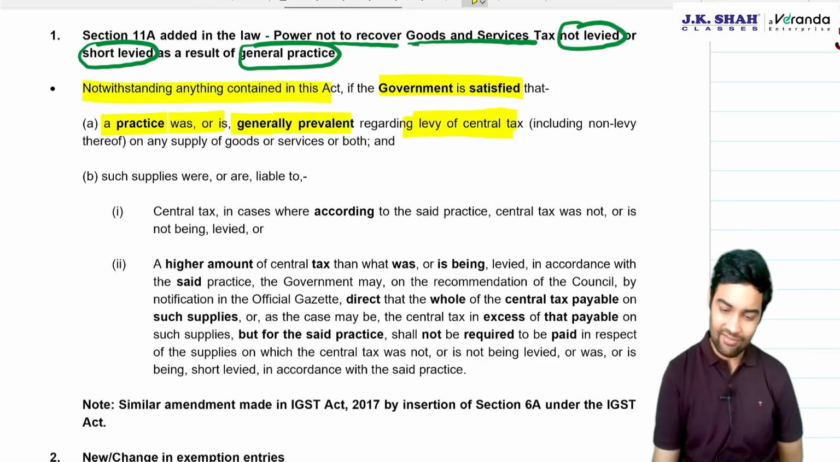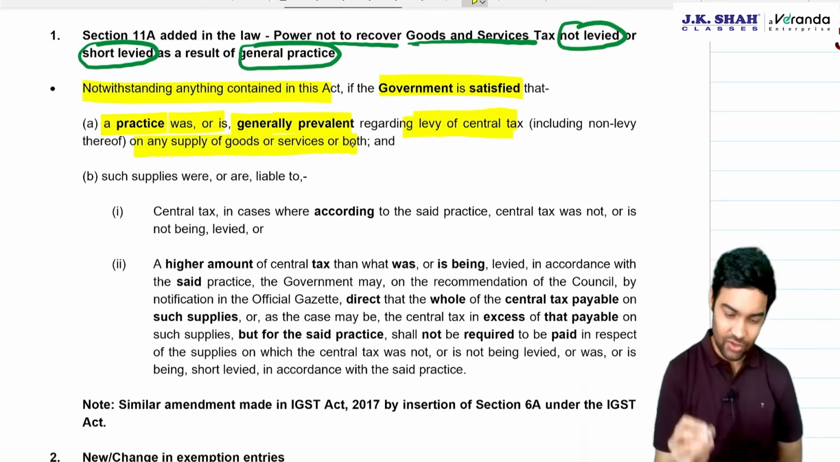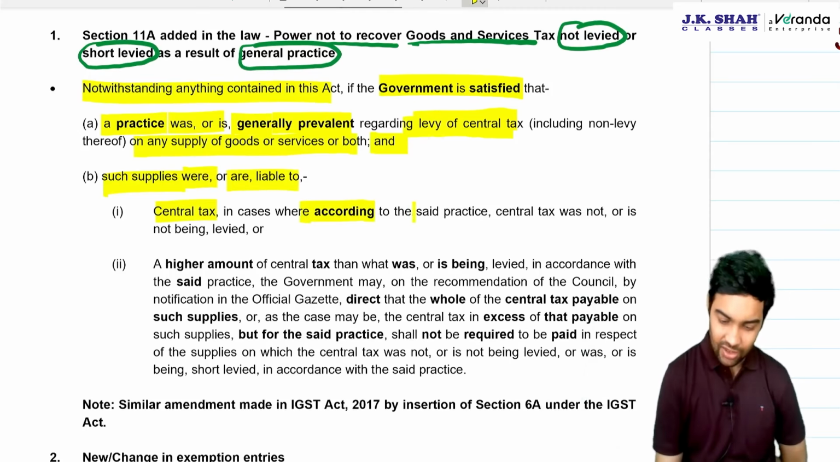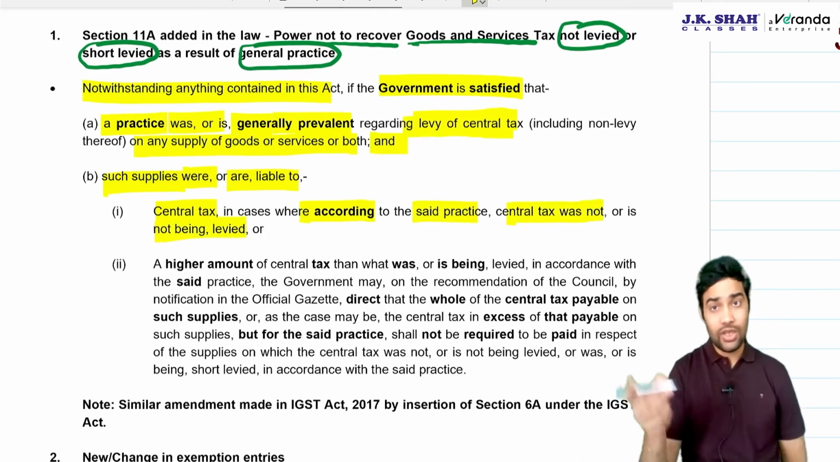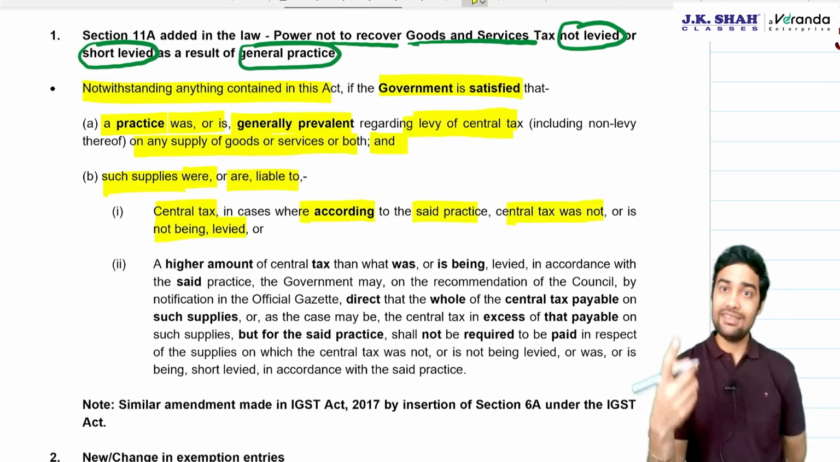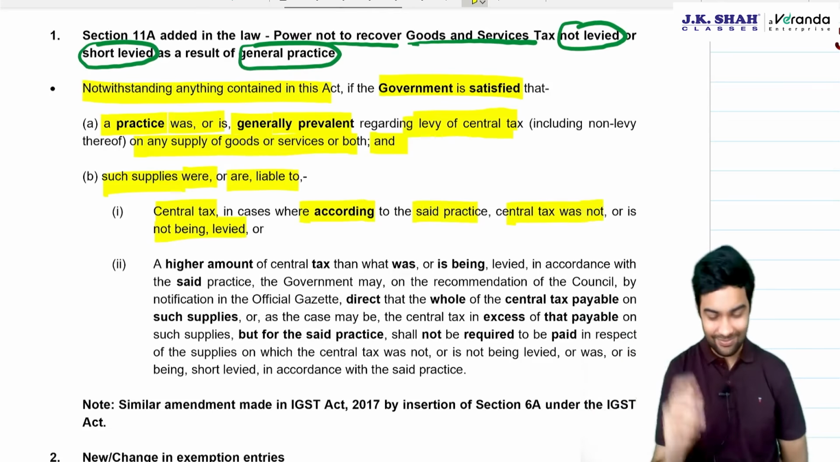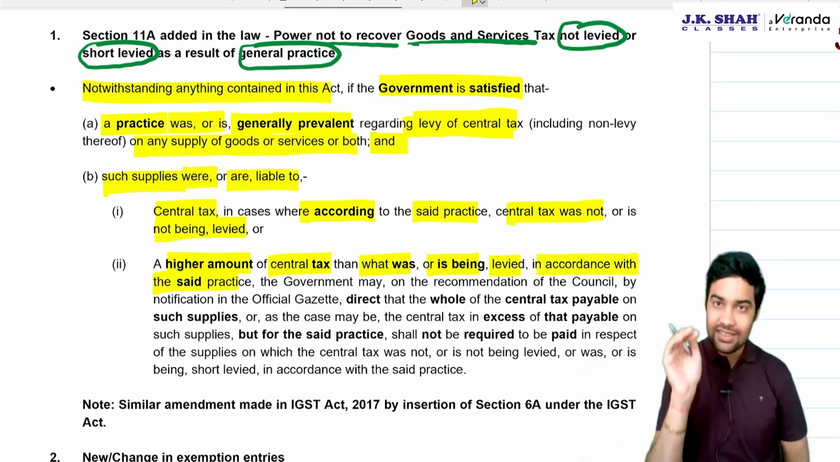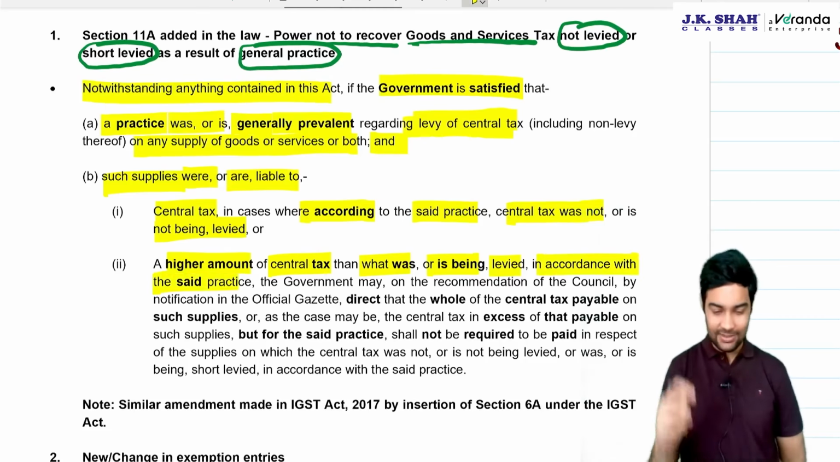Generally prevalent levy on supply of goods or services, and such supplies are or were liable to central tax, but according to the said practice central tax was not or is not being levied, or a lower amount of central tax was or is being levied in accordance with the said practice. So in the said practice they were charging less, but actually it is more.